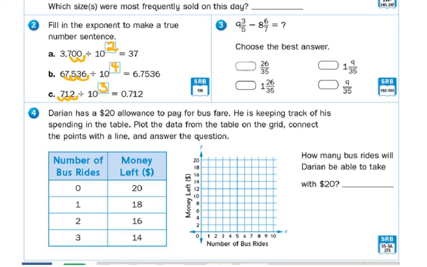Number 3, 9 and 3/5 minus 8 and 6/7. Choose the best answer. Well, Mrs. R has to write it down vertically. I'm going to change each one to 35ths. I want you to do this on your math journal page as well. You're going to multiply by 7. So if you're going to multiply the denominator times 7, you better multiply the numerator times 7 to give you 21/35. Multiply the denominator in this one times 5, so multiply the numerator times 5 to get 30.